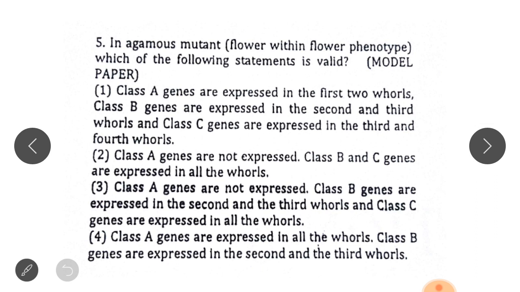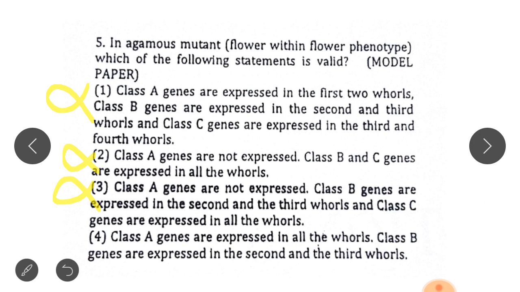Now let's go. Class A genes are expressed in the first two whorls, class B in the second and third, and class C. First of all, AGAMOUS is class C, so it will not be expressed. So the first option is wrong. Class A genes are not expressed? They will be expressed, class A will be expressed, because the gene AGAMOUS is included in class C. The question is very easy. Let's see the fourth one.